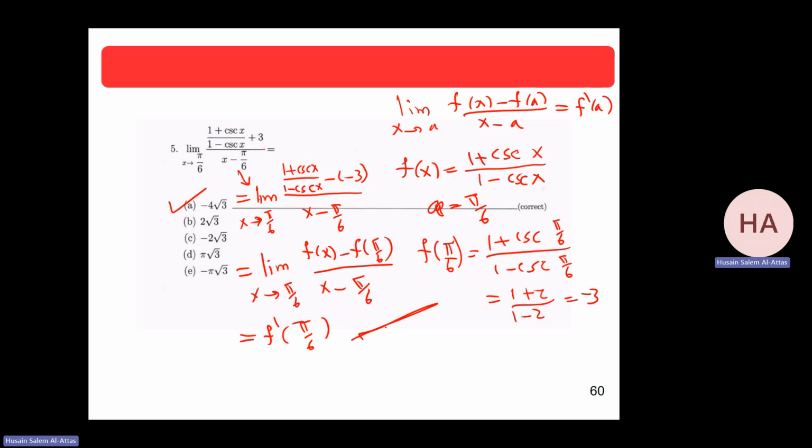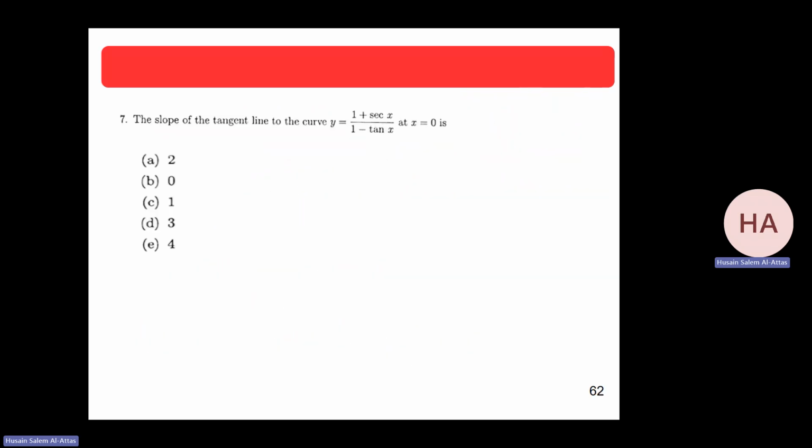This is the idea where he linked the limit, think of it backward, link it with the definition to find the derivative, and then the calculation. Calculation is a little bit. Yeah. The slope of the tangent line. Slope of tangent line will be what? Y prime at 0. Find y prime.